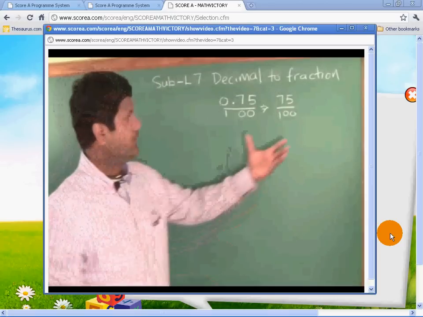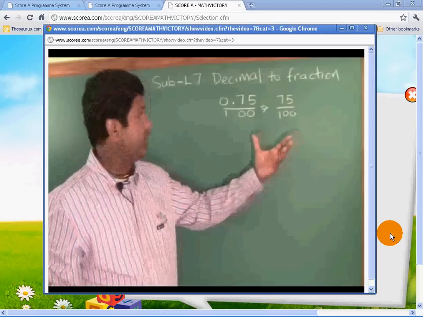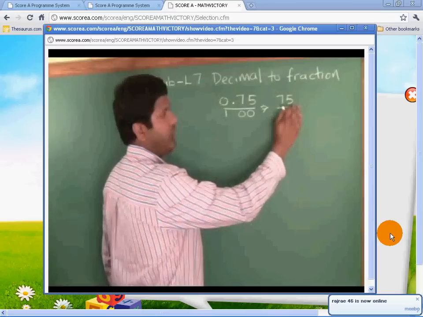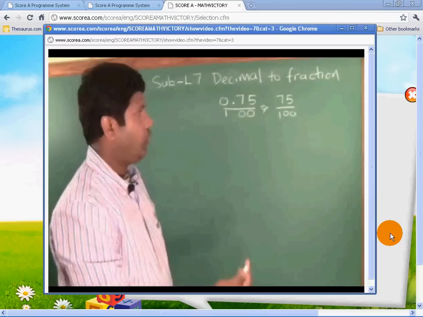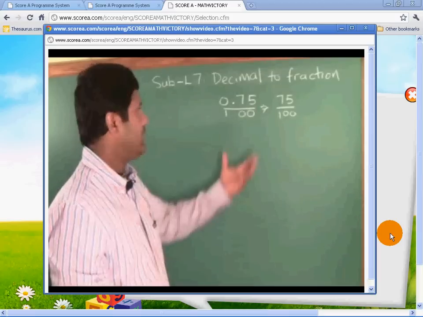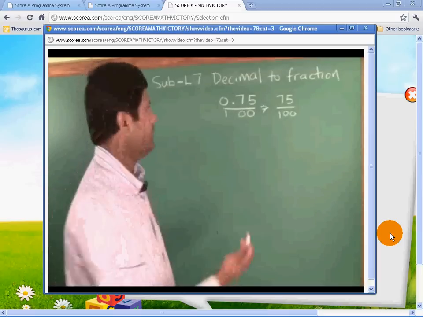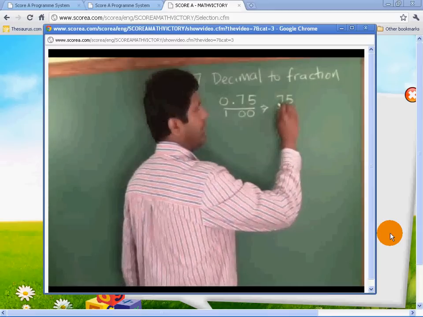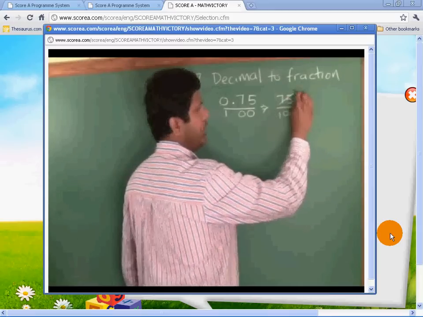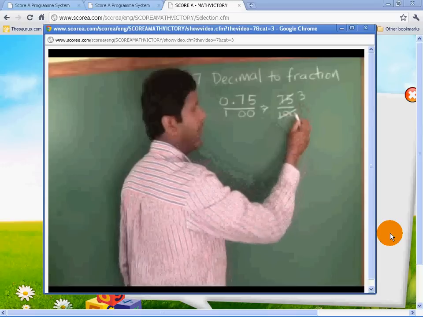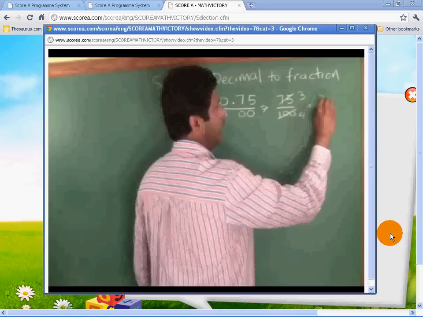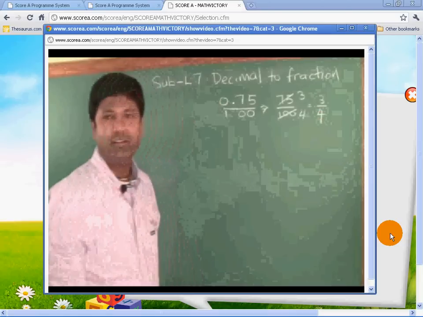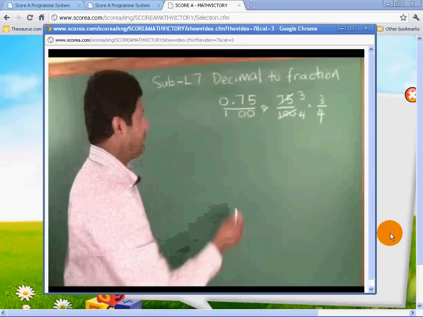Okay, now simplify it. So in 75 and 100, what is a common number both have? 25. Or you can even start with a small number and then keep dividing. In this case, 25 is a common number because in 75 there are 3 twenty-fives, and in 100 there are 4 twenty-fives. 3 over 4. There you go. See that? Okay, now let's do another one.